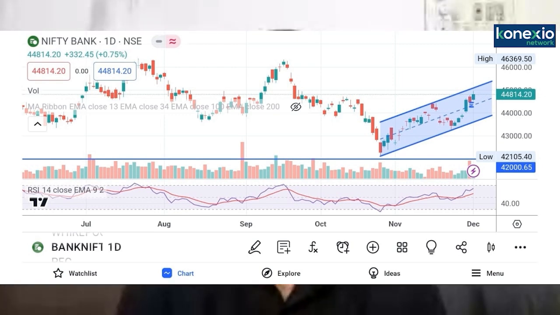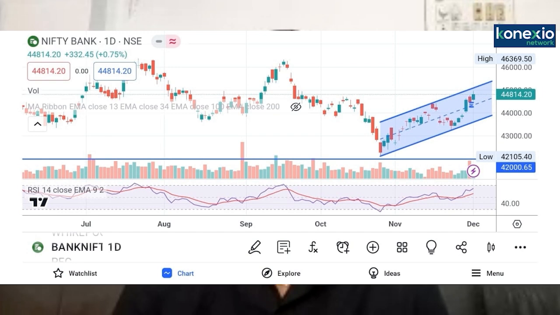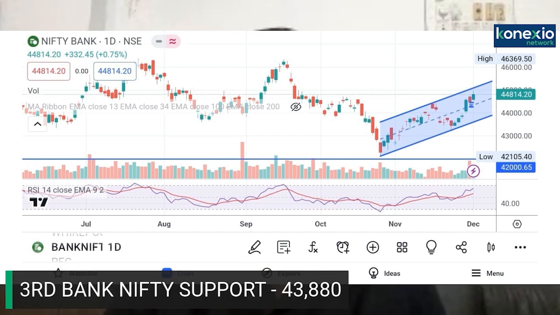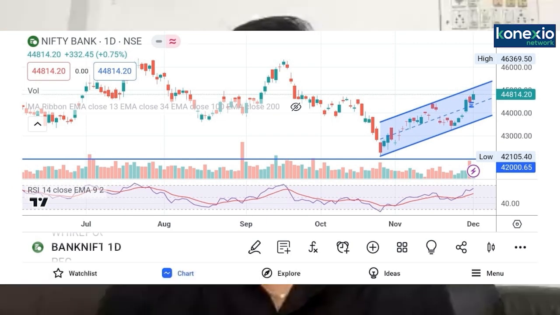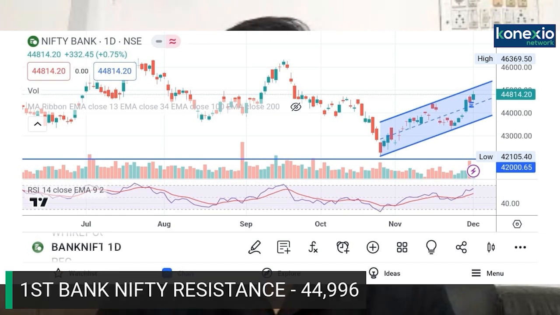So friends, let us discuss the important supports and resistance levels in Bank Nifty. The first support in Bank Nifty is placed at 44,531. Below that, the second support is placed at 44,244, and the third support is placed at 43,380. Whereas on the upside, the first resistance is placed at around 44,996.